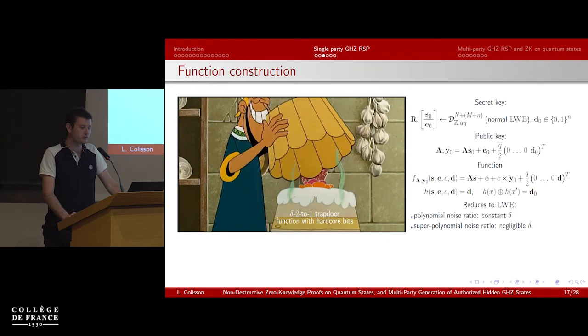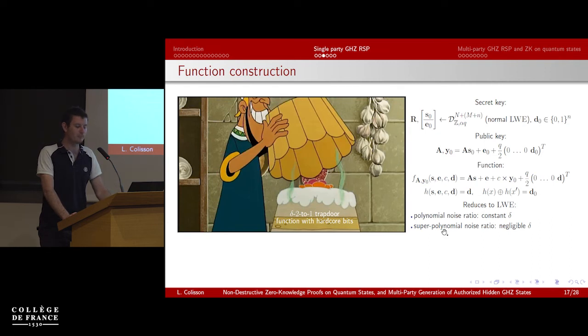Okay, and now we are good. So we have a family of functions. There are approximately 2 to 1. So here the public key will be that one, A0 plus E0 plus this quantity. Then we can define our function as explained before, and the security reduces to the hardness of learning with error.